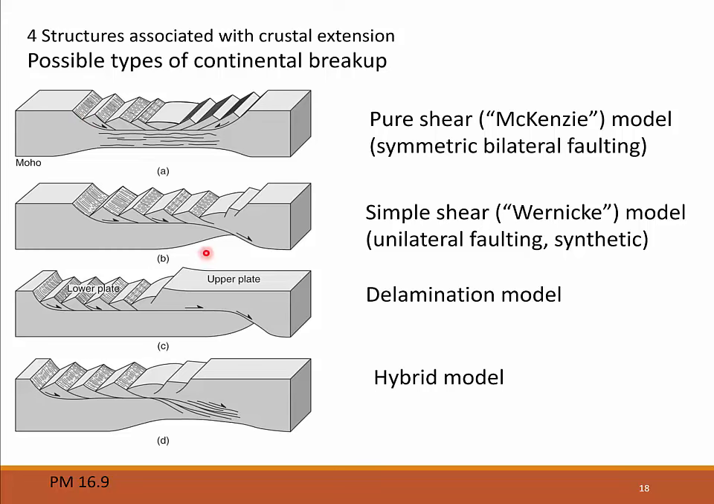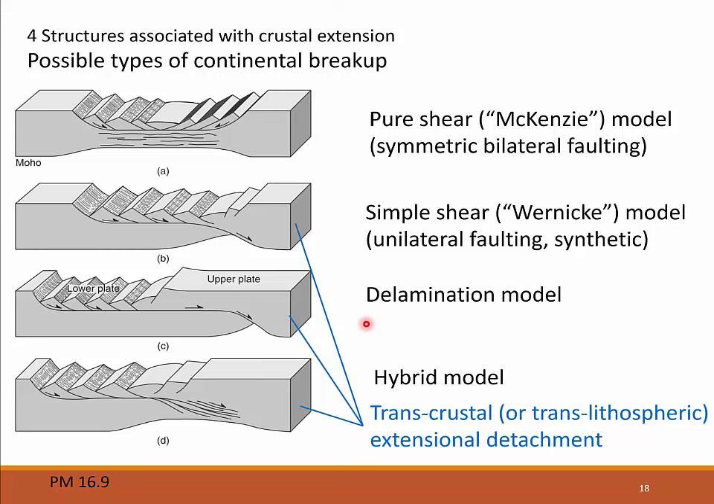Here in the simple shear and in the delamination and in the hybrid model we see a feature that they have in common, which is a transcrustal or even translithospheric extensional detachment, which means a detachment fault that starts at the surface and underlays the entire rift basin and eventually bends down to meet the bottom of the crust or perhaps even the bottom of the lithosphere. The delamination and the hybrid model are very similar in that regard. The hybrid model has features of both the pure shear McKenzie and the simple shear Wernicke model.